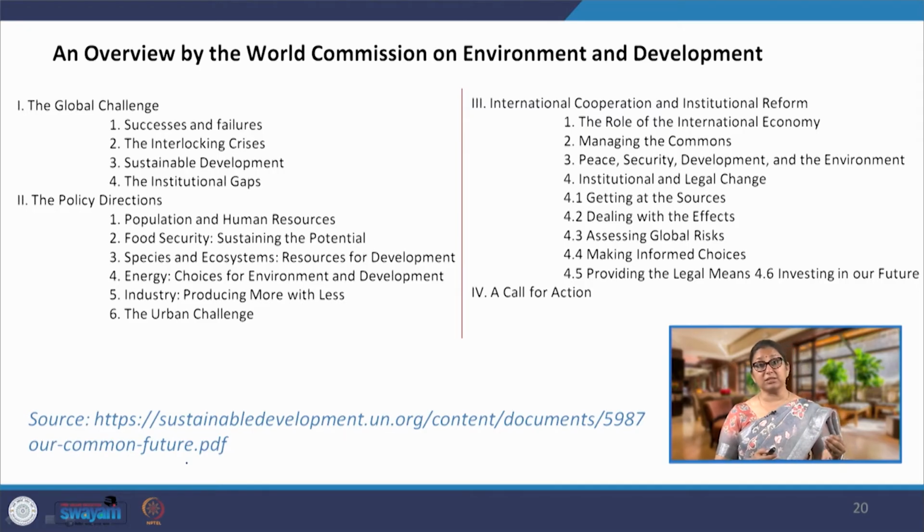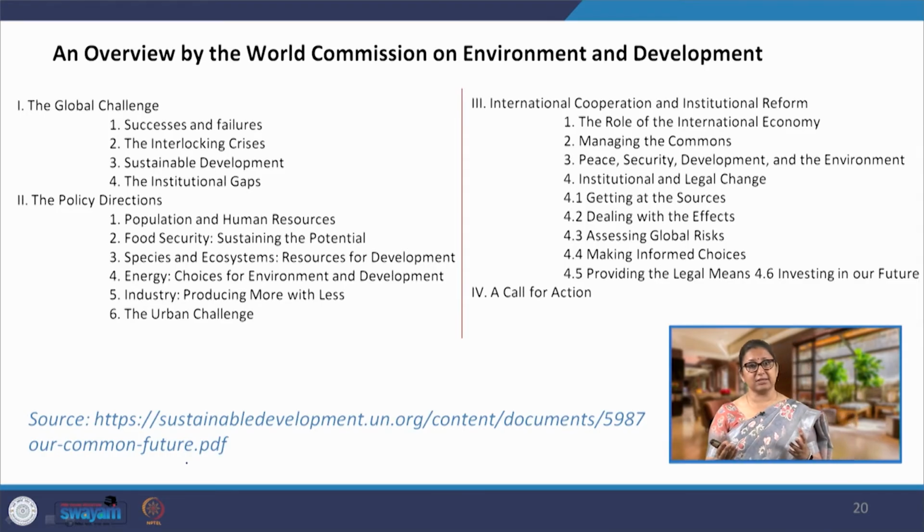And then they proposed policy directions in the areas of population and human resources, food security, species and ecosystem, because animals, the flora, fauna, they cannot speak for themselves. We have to speak for them, humans have to speak for them, because we are the more superior of all species. We have been gifted with a lot of abilities, and so we do not just have to speak for ourselves or think of ourselves, we have to speak for those who cannot speak for themselves, and here we are talking about all the animal species, all flora and fauna. So, species and ecosystems.